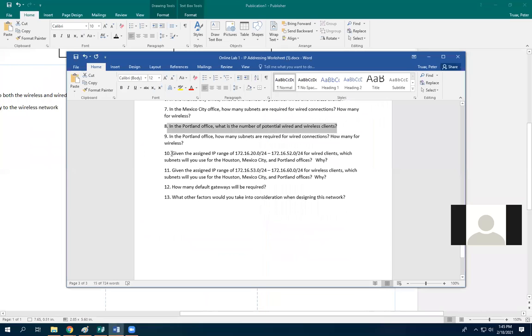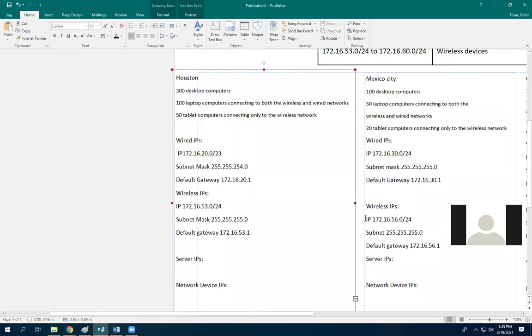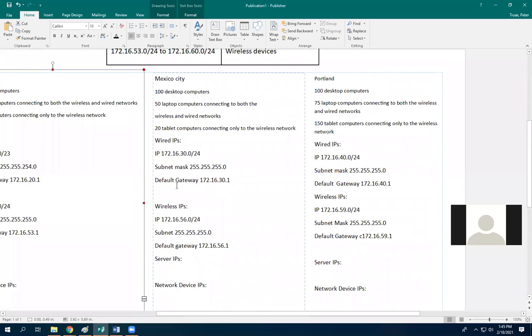All right, so given the assigned IP range for wired clients, which subnet will you use for the Houston, Mexico City, and Portland offices? Okay, so we already discussed this on Tuesday and a little bit today: we would use the 20s for Houston, the 30s for Mexico City, and the 40s for Portland. And then the 50s are just there for growth in case we have even more growth than that. Does that make sense?